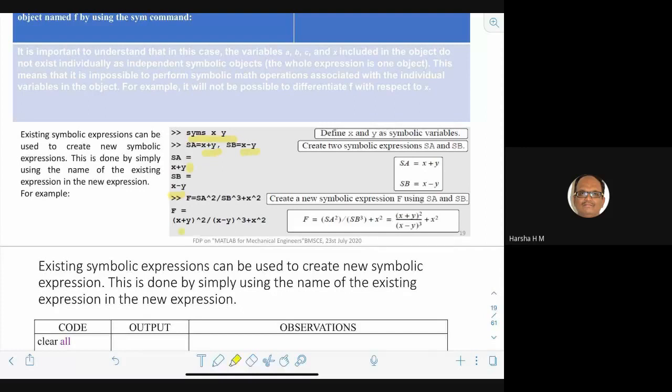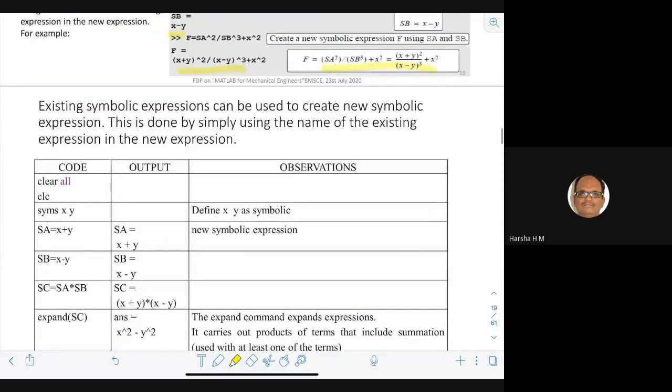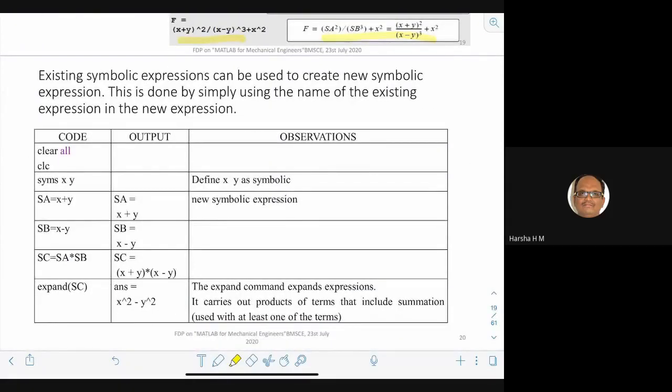Now let us look at some exercises here and run through this part. Just say clear all and clear c, and we have defined syms of x and y. When you say SA is equal to x plus y and ask what is SA, the output will be x plus y. If you say SB is equal to x minus y, remember x and y are already defined as symbolic variables, so you will get x minus y.